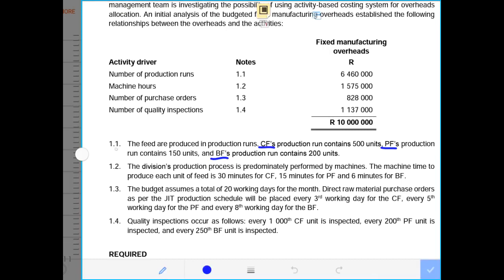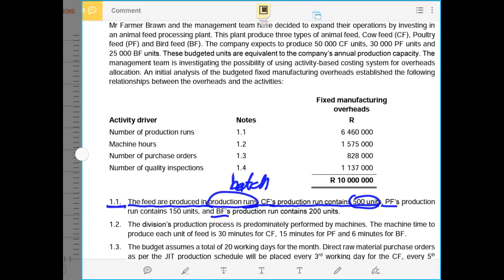Then it says that under 1.1, the FAT are produced in production runs. Take note, the FAT are produced in production runs, so we need to know the number of production runs. CF production run contains 500 units. Remember, a run is more like a batch, in other words. They produce the product in batches of 500 units. This becomes 1 production run. The question is how many units were manufactured, because we need to know how many units were manufactured in order for us to know how many runs there were.